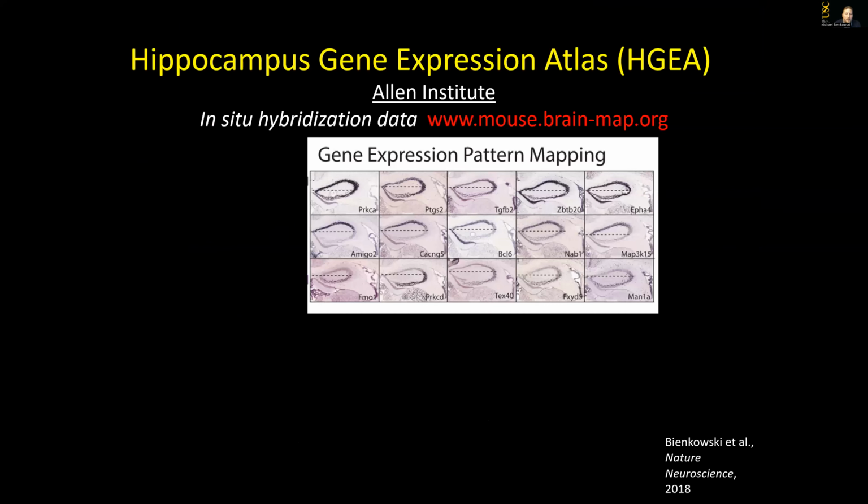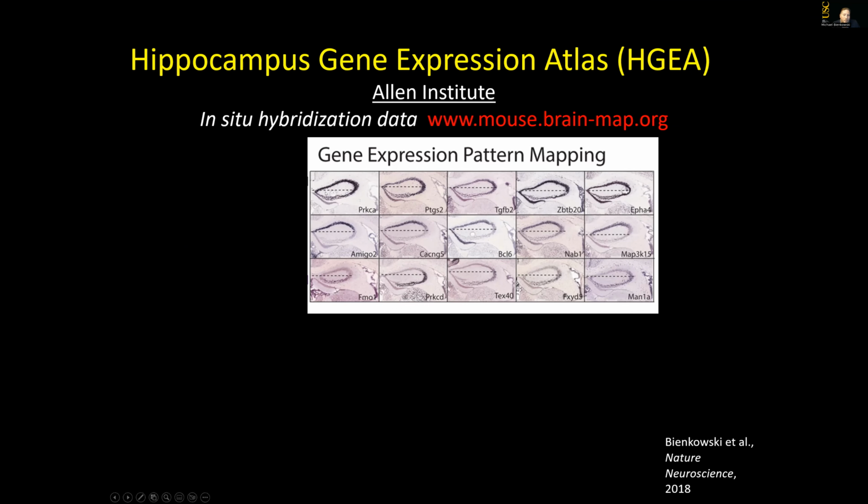My interest in CA2 really started when I was doing a study on the hippocampus, trying to create a gene expression atlas of the whole hippocampus using the Allen Institute brain data. My approach to creating this atlas is described here. This is just a little example of what I call gene expression pattern mapping. At this rostral level of the hippocampus, these are 15 different gene expression in situ hybridization experiments from 15 different brains.